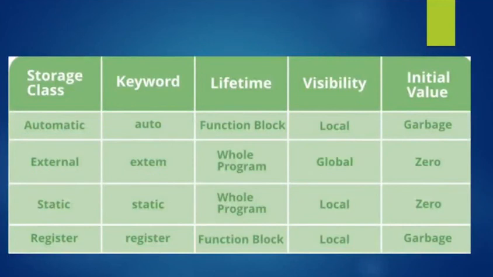Now let us summarize all four types using this chart. Automatic storage class: the keyword used is auto, its life is within the block, its visibility is local, and its initial value is garbage. The second class is external storage class. Here the keyword used is extern, the lifetime is the whole program, its visibility is global, and its initial value is 0.